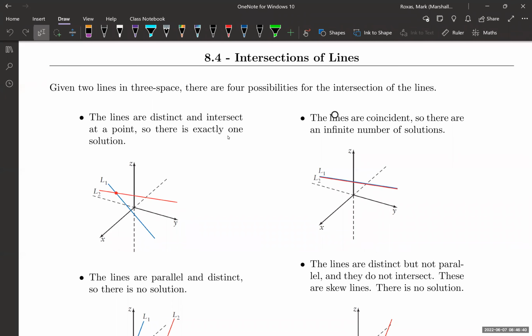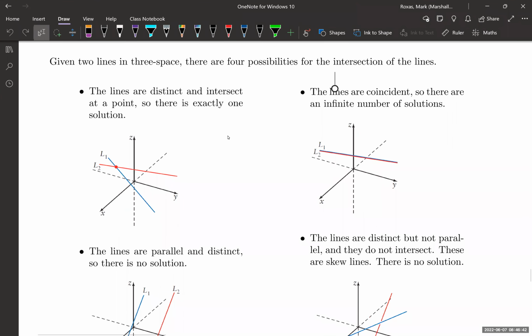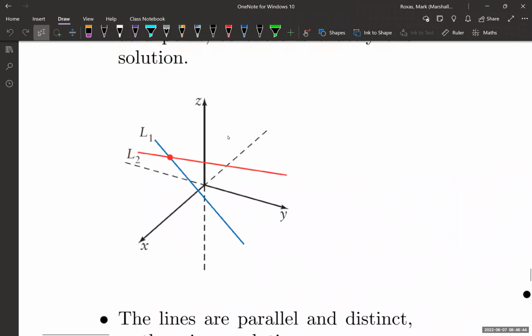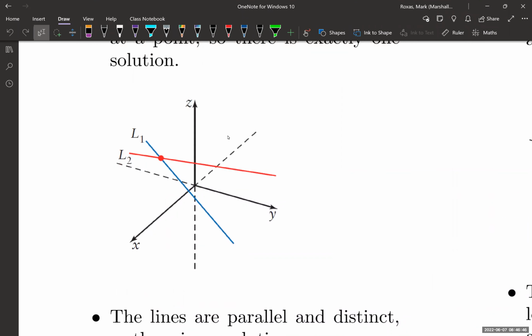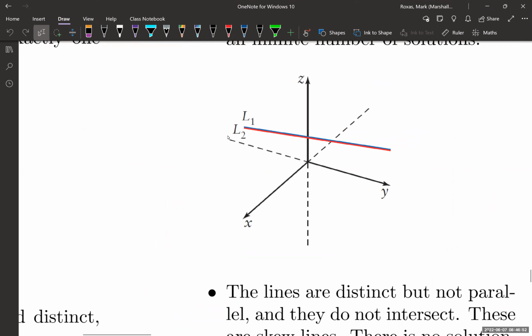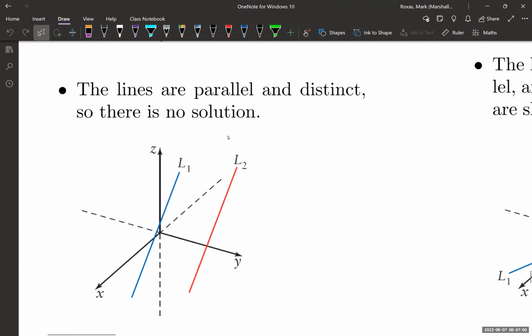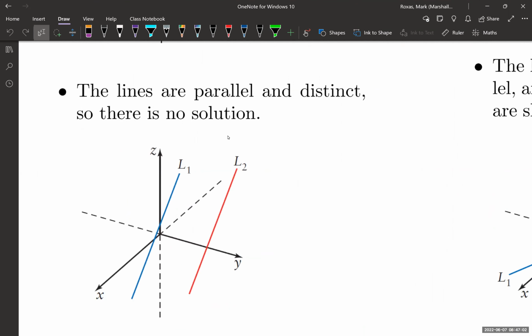So you guys remember equations of lines and intersecting lines? Here's two lines where they intersect at a point, one solution. Here's another situation, two lines intersecting everywhere because they are the same line. And then you have two lines that are parallel and that don't intersect.